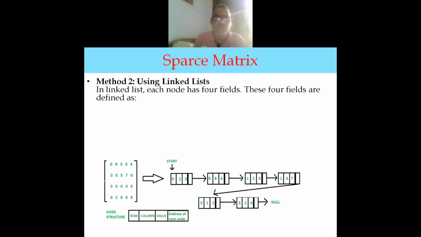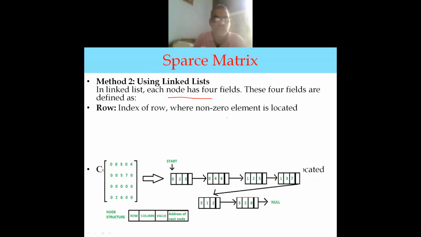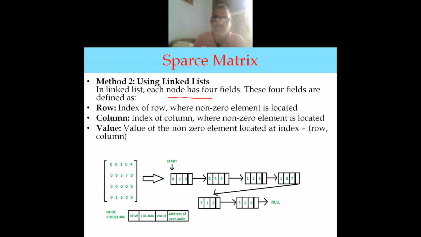Coming to method 2, which is called linked list representation. In a linked list, each node has 4 fields. These 4 fields are defined as the row index where the non-zero element is present, the column index where the non-zero element is present, the value of the non-zero element at that index, and then we store the next node address.